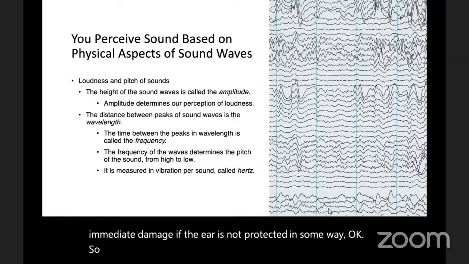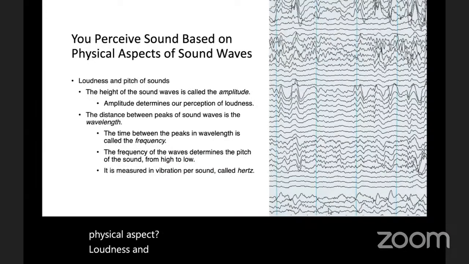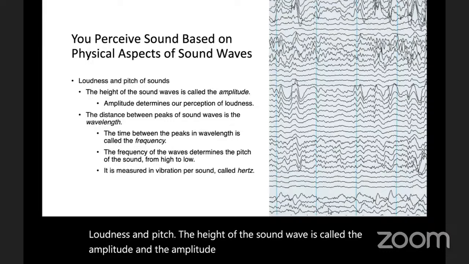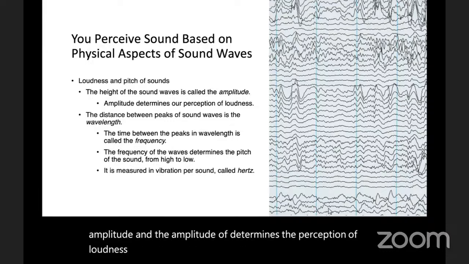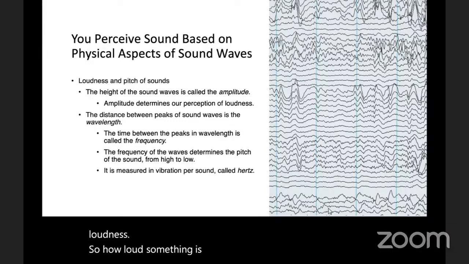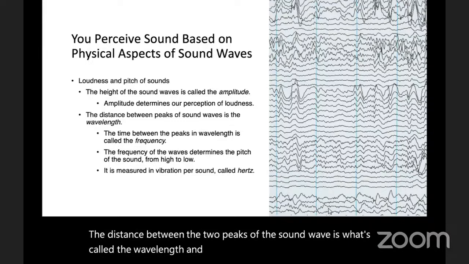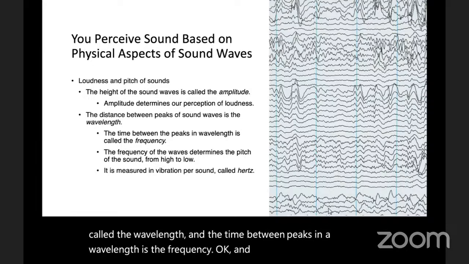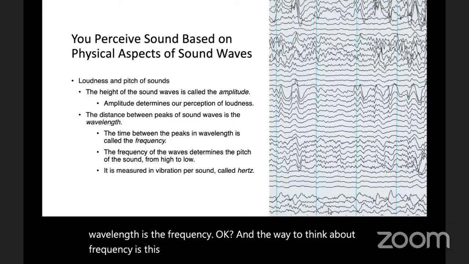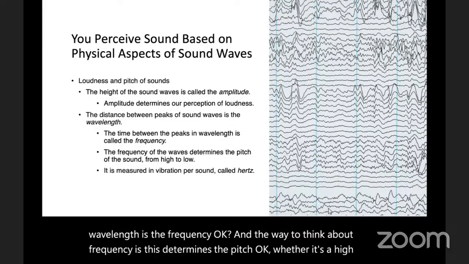So how do we detect sound waves based on the physical aspect? Loudness and pitch. The height of the sound wave is called the amplitude, and the amplitude determines the perception of loudness. So how loud something is is determined by amplitude. The distance between the two peaks of the sound wave is what's called the wavelength. And the time between peaks in a wavelength is the frequency, okay? And the way to think about frequency is this determines the pitch, okay? Whether it's a high pitch or a low pitch.